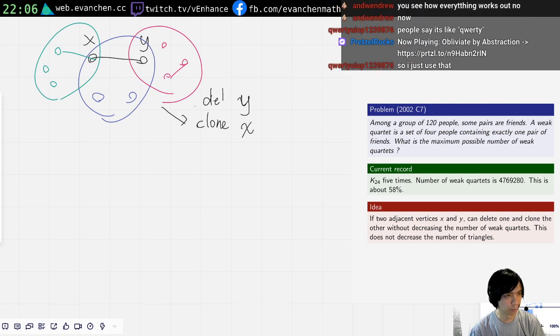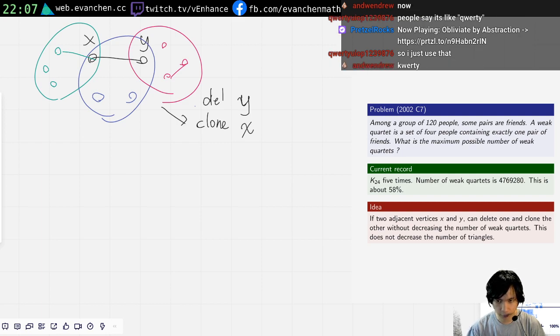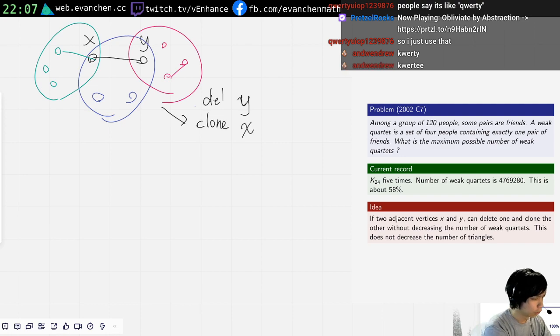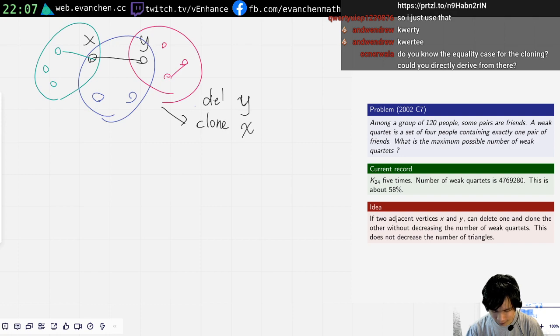So if I keep doing this cloning procedure, I'm hoping it terminates. I start by replacing this y with this x, and the sentiment is that I should eventually be able to keep cloning until I have a complete graph. Does that work at all? I really needed it to terminate though. So I have a clone, and then I can repeat that.